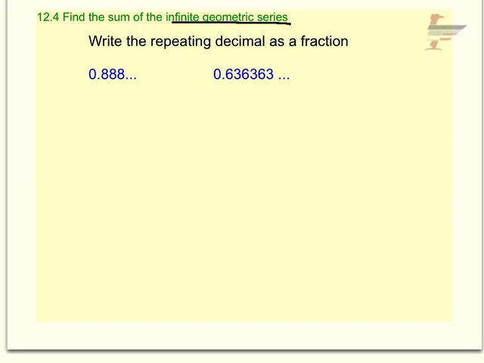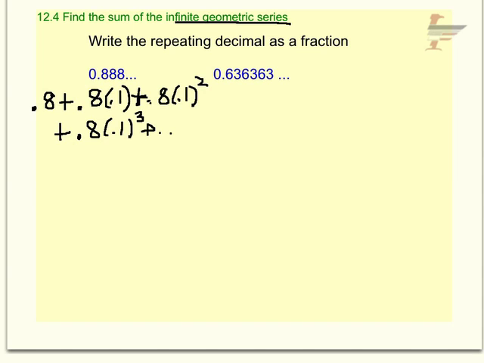So I'm going to rewrite 0.8 repeating as something to see if you can pick out the pattern maybe. So if I take 0.8 plus 0.8 times 10% plus 0.8 times 10% squared plus 0.8 times 10% cubed, and I think you get the idea, and I want you to stop and make sure that this makes sense, however.